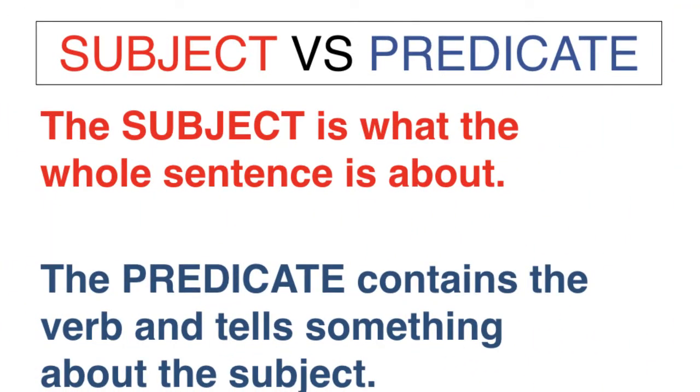It's the second part. It's the rest of the sentence. It contains the verb and tells something about the subject. Repeat this after me. The predicate contains the verb and tells something about the subject. So let me show you now.